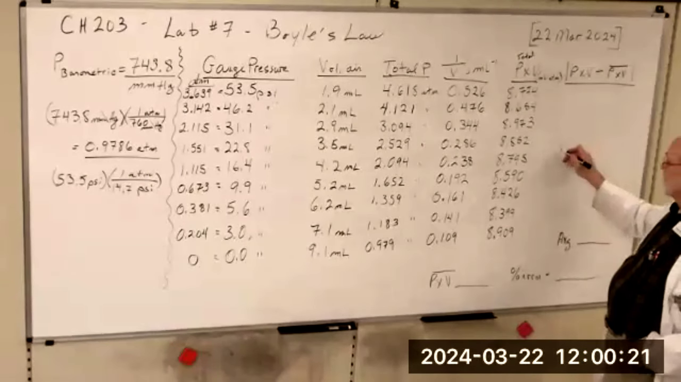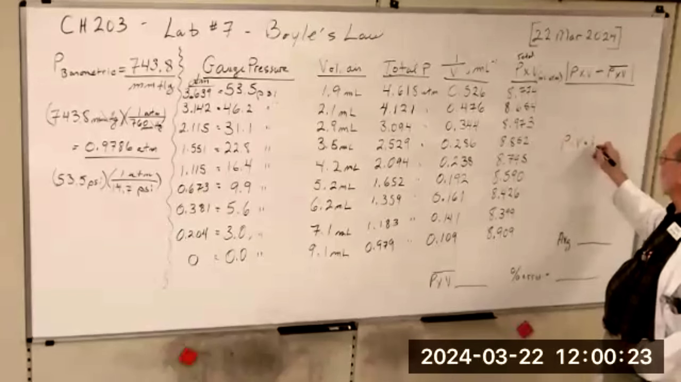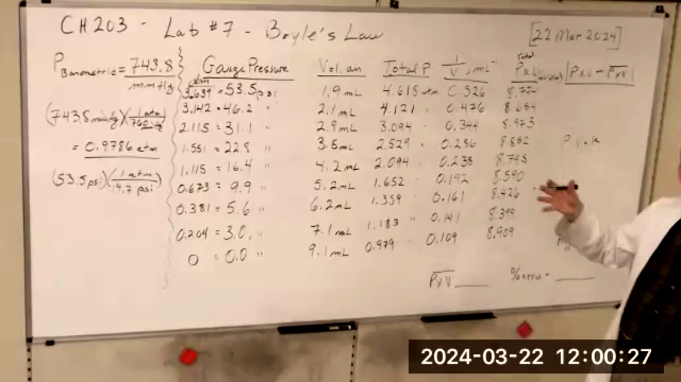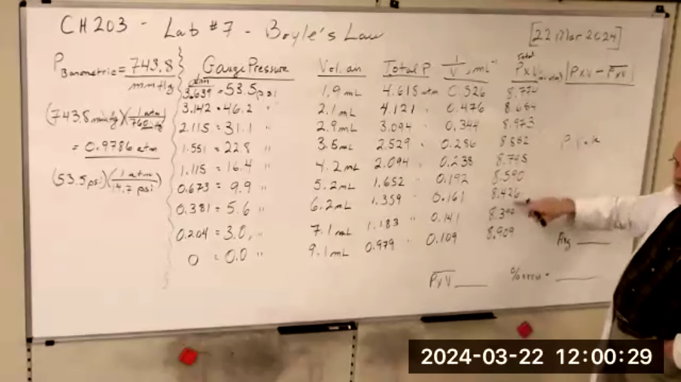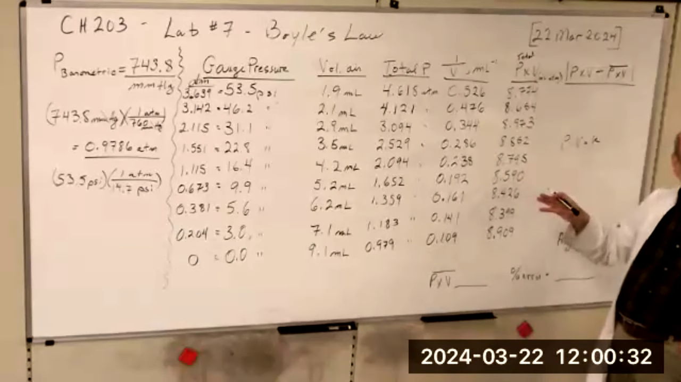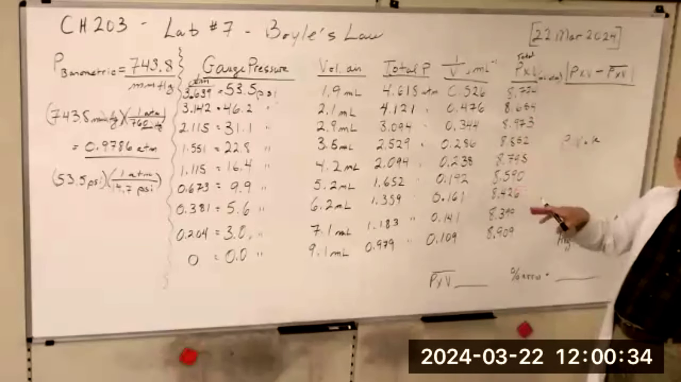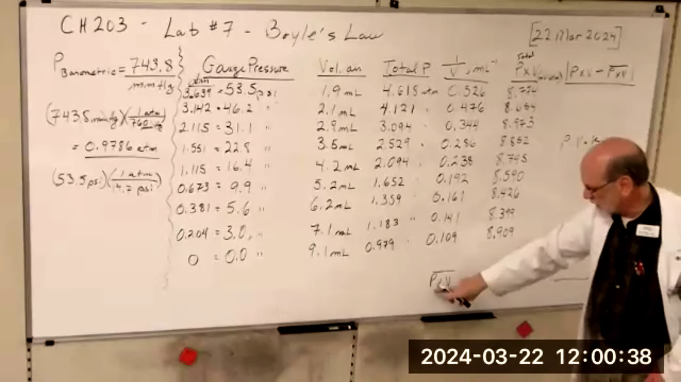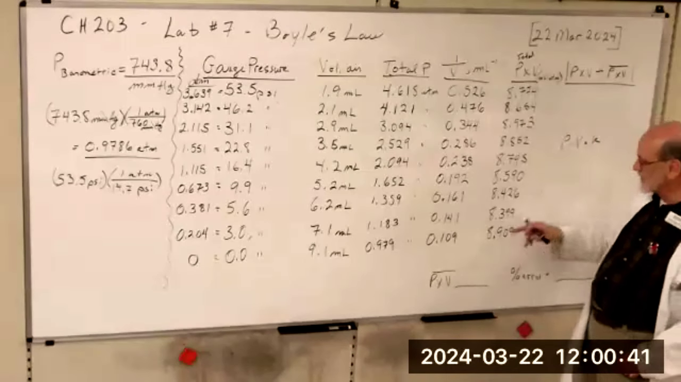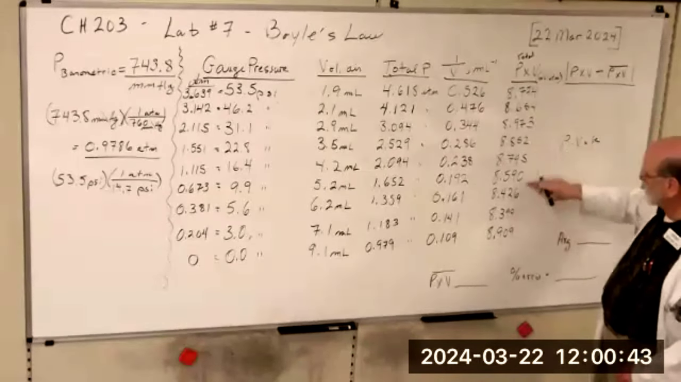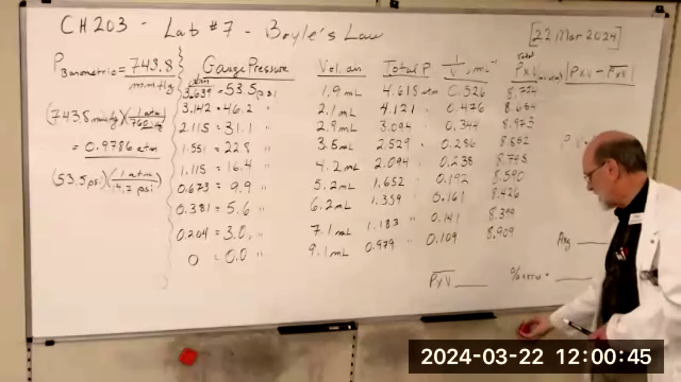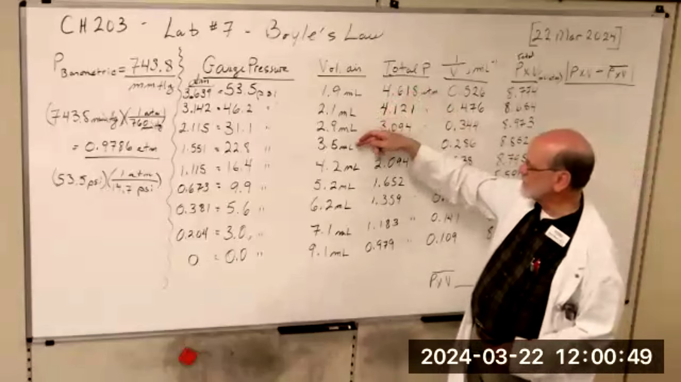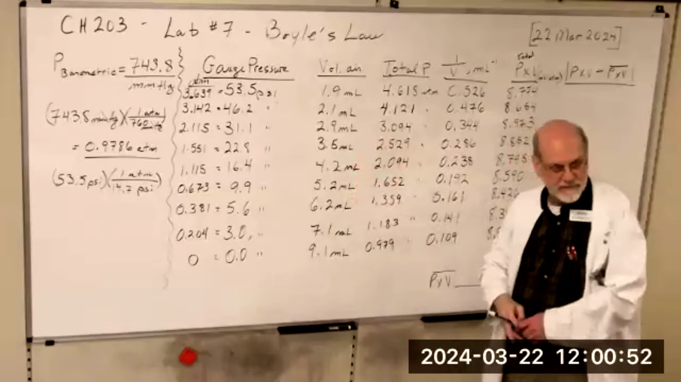So that fits with pressure times volume is a constant. Right? These are very similar to each other. Within experimental error, these are constant. Pressure times volume. Now you need to get the average of these. That's what P times V with a bar over it means, the average of these values right here. So we just add all of that and divide by how many there? Yeah, 1, 2, 3, 4, 5, 6, 7, 8, 9. Nine.